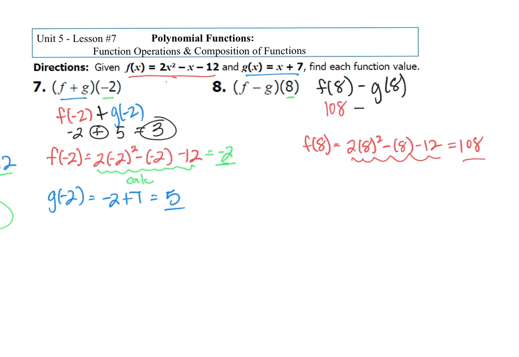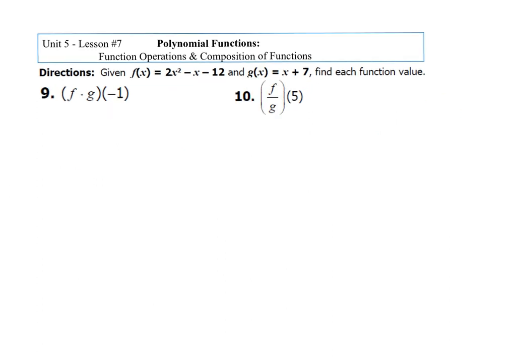What are we going to subtract? We're subtracting g of 8. So let's find out that answer. g of 8, okay, g is x plus 7, so 8 plus 7, and that equals 15. So f of 8 minus g of 8 is 108 minus 15, which just equals 93. And now it's done. Okay, now we have the last two examples for this video. The last 6 examples will be on part B's video.